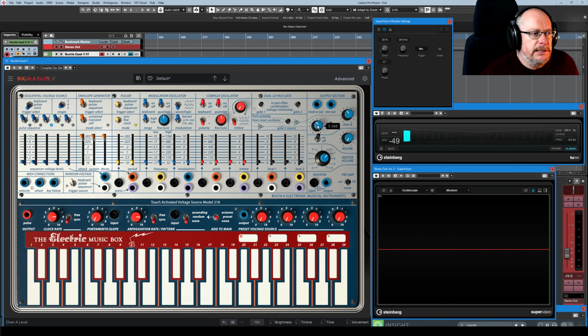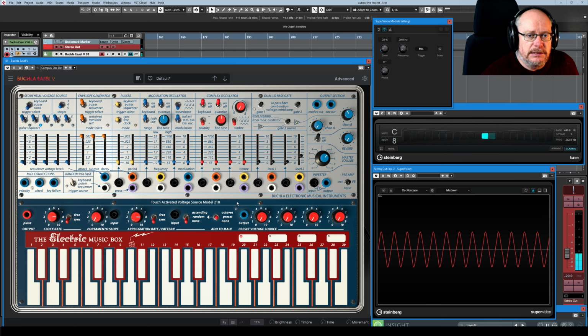Let's put oscillator A back to sleep again, the complex oscillator, and just refocus our attention on the modulation oscillator all on its own. So we're back to having a nice simple tone. This can be modulated in exactly the same way the complex oscillator could. So let's throw an envelope into pitch.